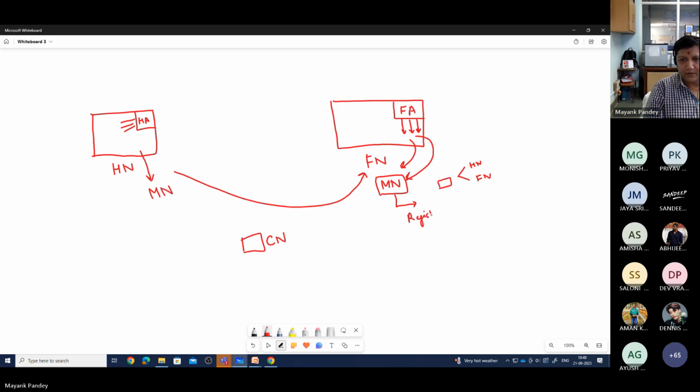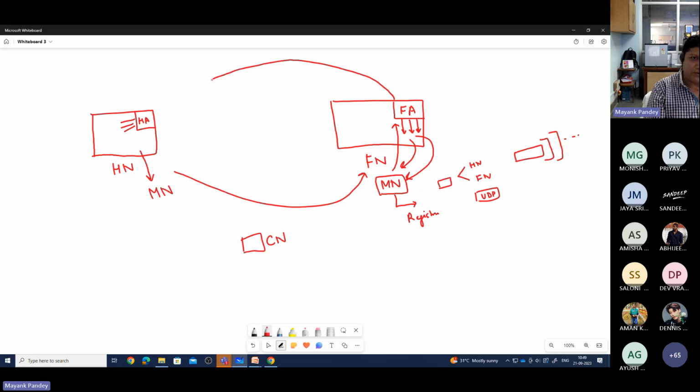process. It's a UDP packet. So the outermost is UDP. Then after that there is a mobile IP registration message, which is encapsulated by UDP, which is encapsulated by IP. And then this registration message will be forwarded to the foreign agent. The foreign agent will forward this registration message to the home agent.